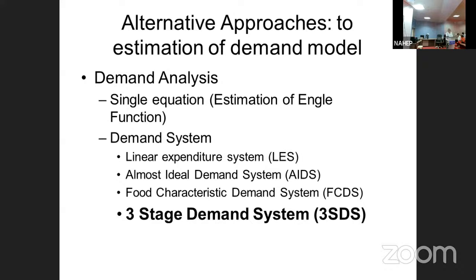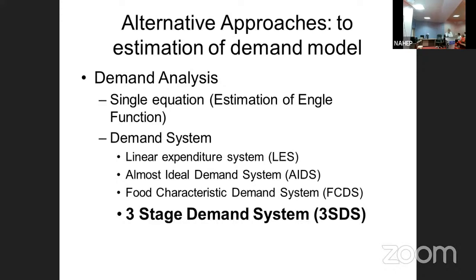So we say, okay, use the demand system. Take all the commodities together. If 10 commodities, you use 10 equations simultaneously. That is called the demand system. In one system, you take all the commodities into account. So we started with the demand system. The first one was the linear expenditure system. Radhakrishna started this work in India. Then we say, okay, we can go for the AIDS model.